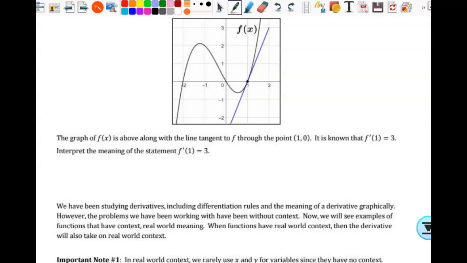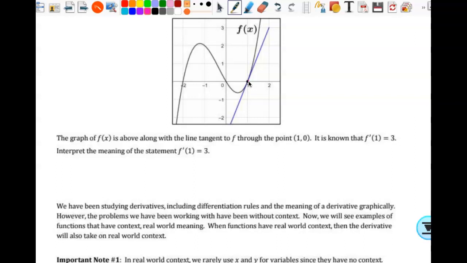So if we know that f prime of 1 equals 3, what does that tell us just in general? What does f prime tell us just in general? The slope. f prime tells us how f is changing in terms of the slope, right? And since it's f prime of 1, it's changing exactly at 1, right? Because it's different when it's changing at different x values.